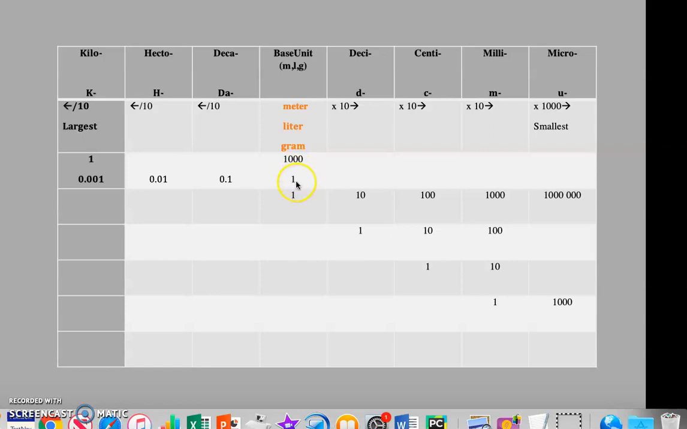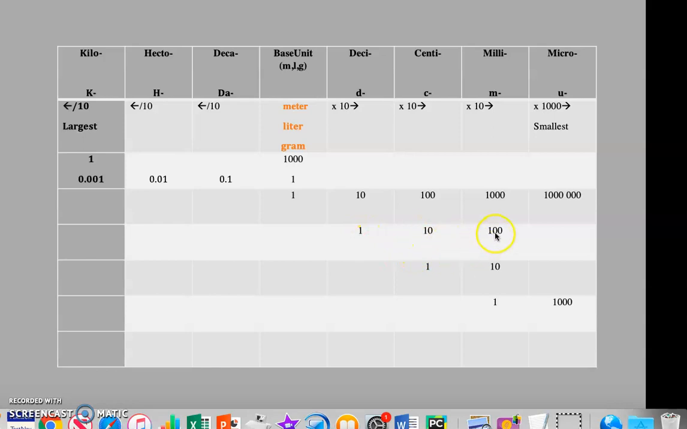Now, if we want to go in the opposite direction, if we have 1 here, we want to go to kilo, move the decimal to the left, 1, 2, 3 spaces to the left, and you get 0.001. Okay? Now, going from the base unit to the right, going from base unit to deci, it's times 10. Deci to centi, it's times 10. Centi to milli, times 10. But from milli to micro, it's times 1,000. So for every one of the base units, it's 1,000,000 micros. Micros are that small.